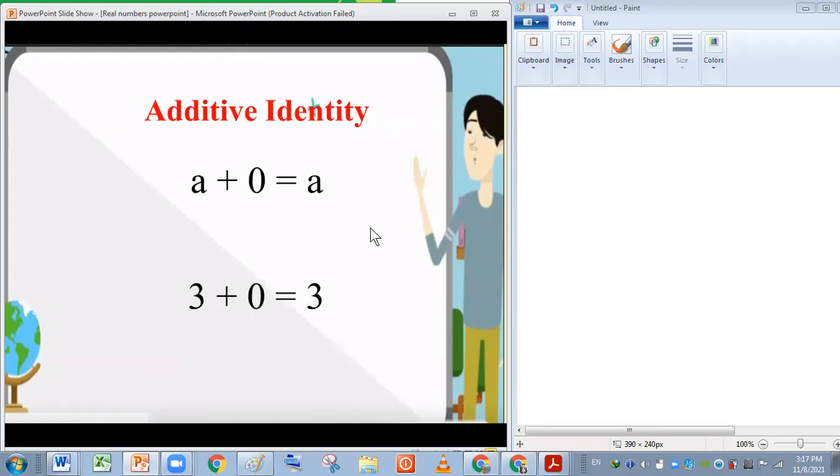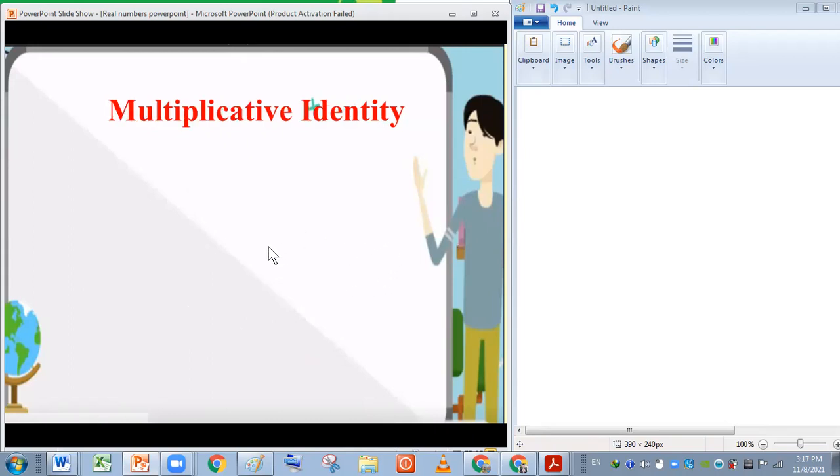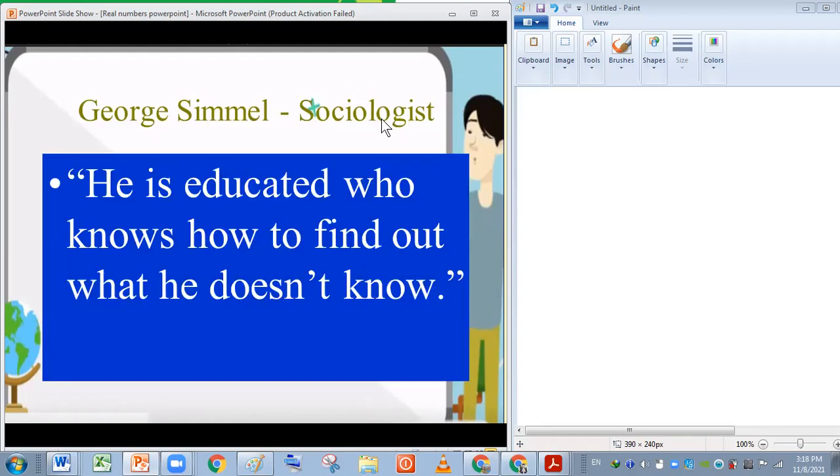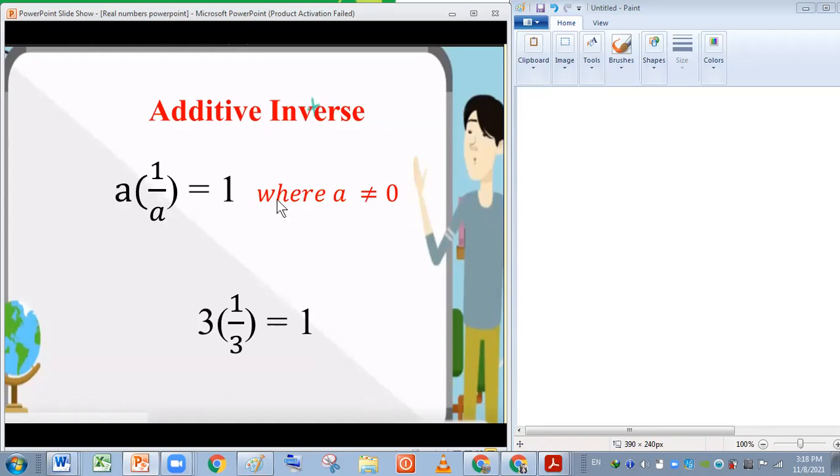Additive identity. Anything that is added to 0 stays the same, so 0 is the additive identity. Multiplicative identity: a times 1. So 1 is what we call the multiplicative identity. Any number multiplied by 1 is the number itself. Okay. Additive inverse, yeah, additive inverse. You have the inverse of addition. And for multiplication, we have 1 over a.